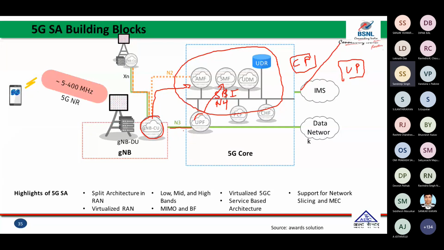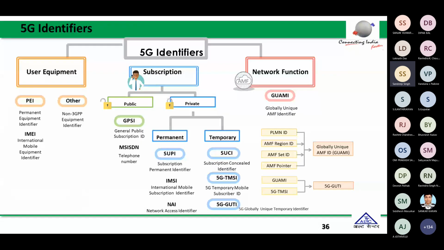This slide shows some of the identifiers that are used in 5G. You already know the identifiers, but we will discuss them for just a minute or two. Sir, one question. In the previous slide you told that the N1 interface is between UE and AMF. So that is the air interface?